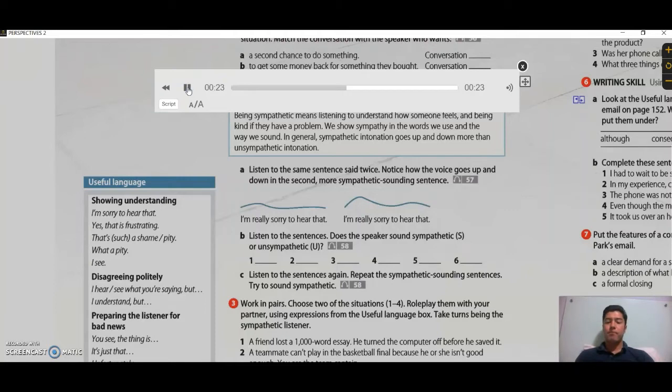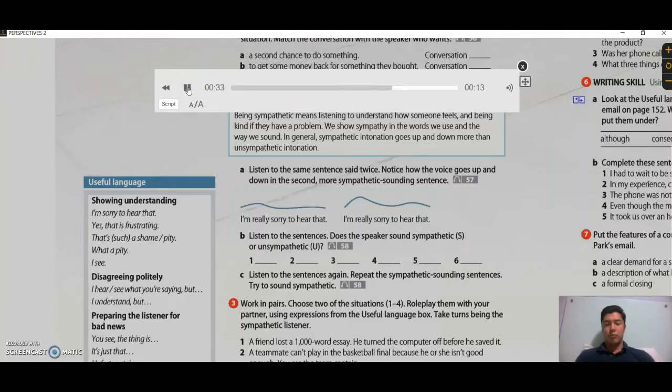Number 4. "I don't think I can do anything for you, but I'll check with the manager." I think it's sympathetic too, because he changes the intonation and he wants to help the kid. And then numbers 5 and 6.